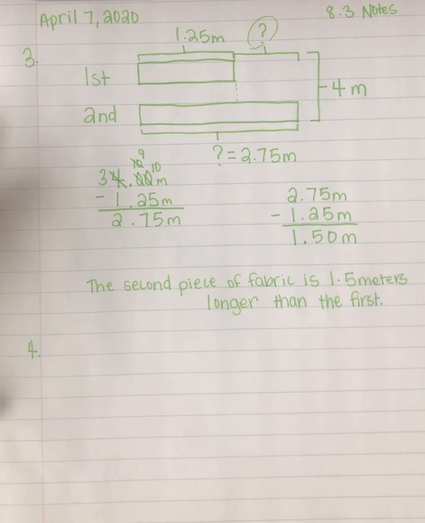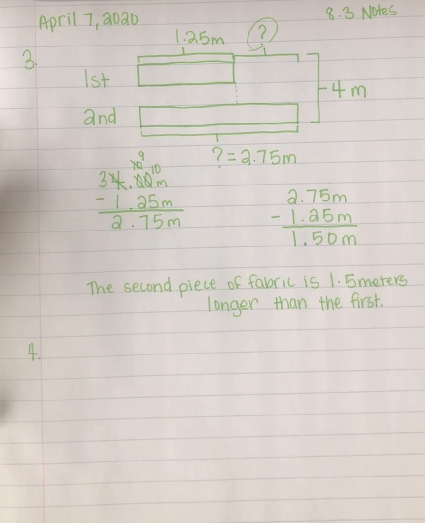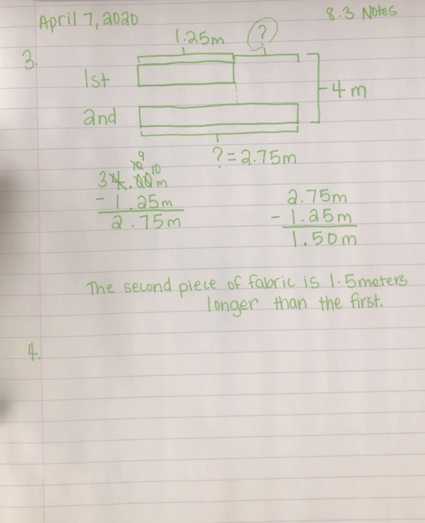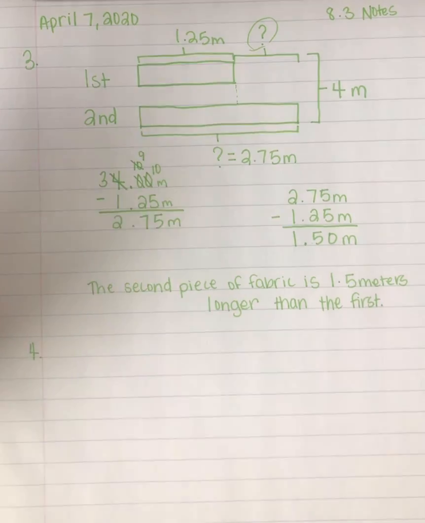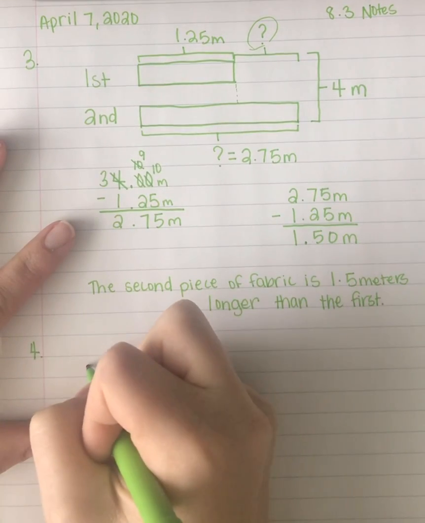Number 4 says, Randy spent $29.85 on a soccer uniform and $18.75 on soccer equipment. He paid the cashier $50. How much change did he get? So, before we start to solve the problem, we have to figure out how much Randy spent on the uniform and the soccer equipment. So I need to go ahead and add those two things up.